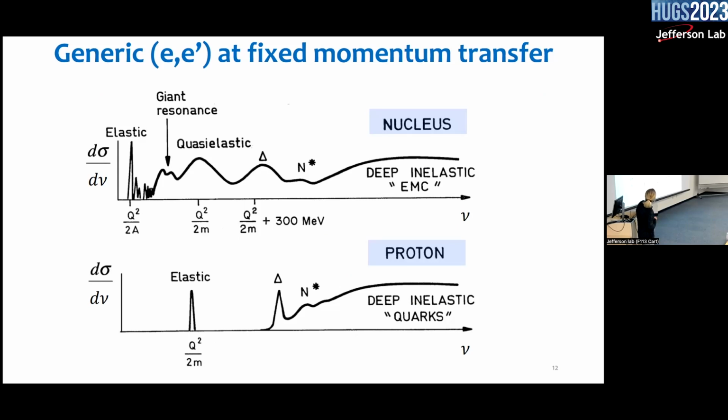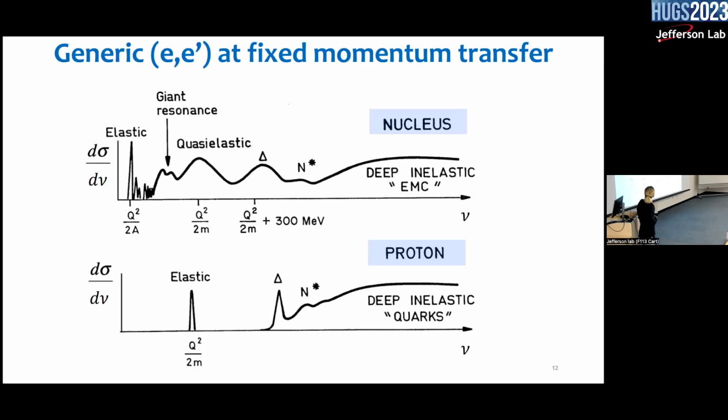So this is generic inclusive scattering at a fixed momentum transfer. So again, this is our nu, which is our E beam minus our E prime. And this would be our cross section as a function of the momentum transfer and the energy transfer.